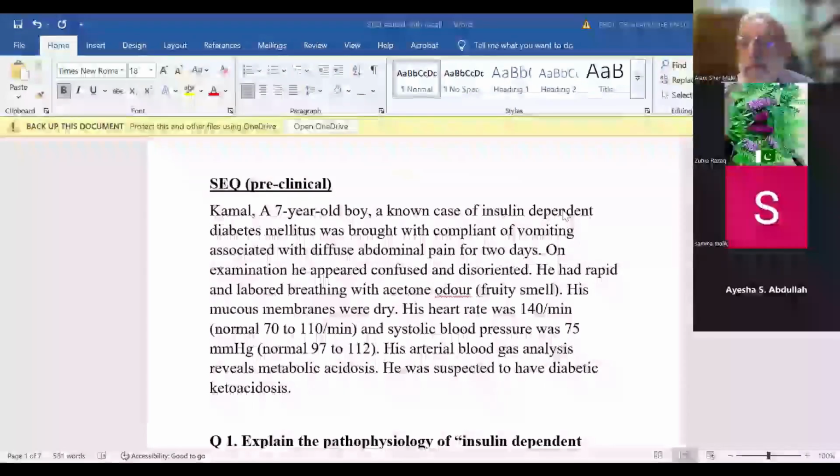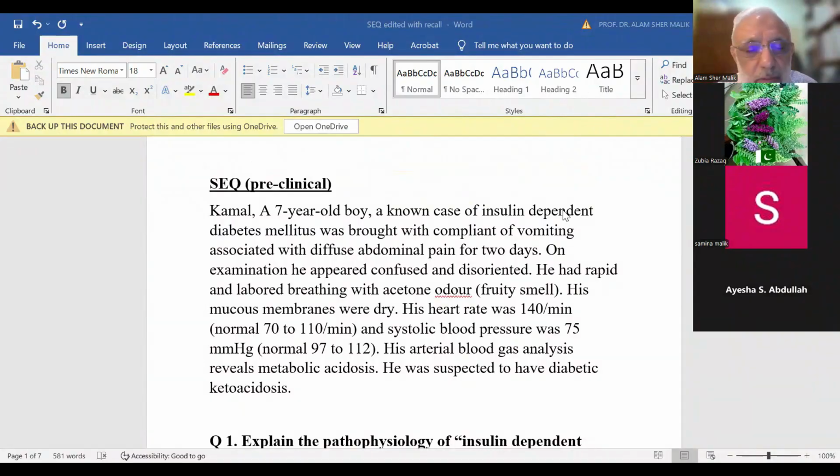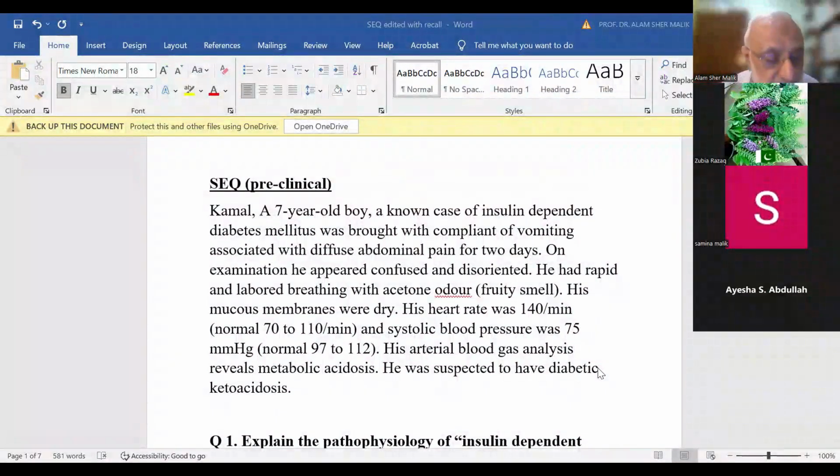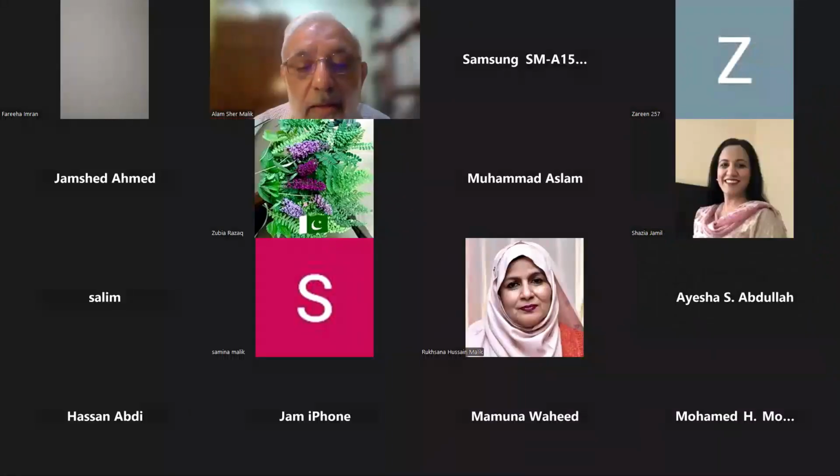Thank you, sir. So in this way, I have given examples of both integrated multiple choice questions and structured essay questions. These types of questions can assess integrated knowledge. Now I'll give one or two more examples, and then we can have some hands-on activity.